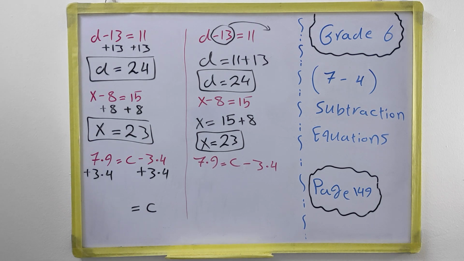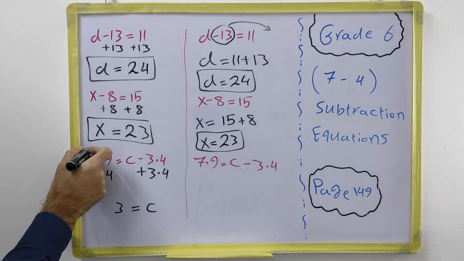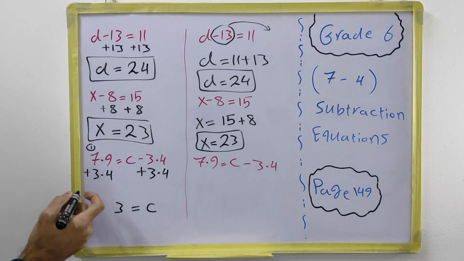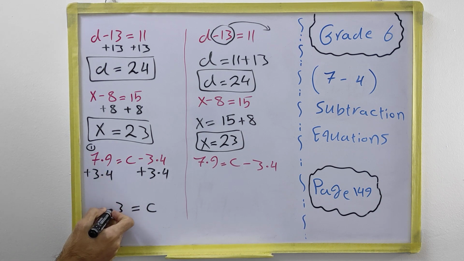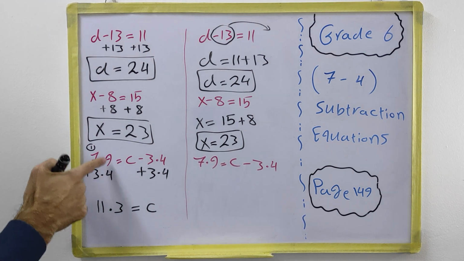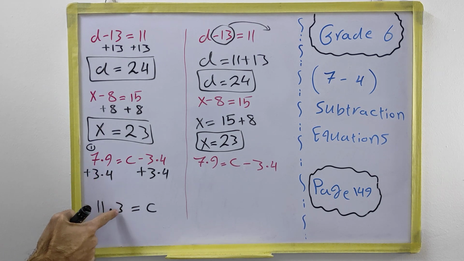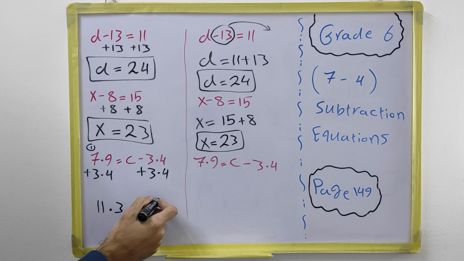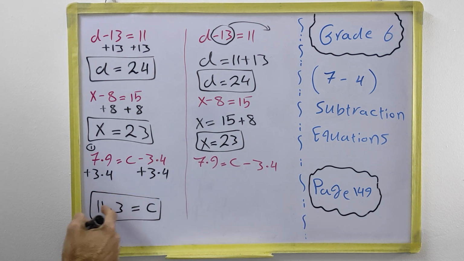9 plus 4, it will be 13. 3 and 1 in the up. 3 plus 7 is 10. 10 and 1, 11. We will put the point in its place. 11.3. Always we know in the addition and subtraction it must be point over point, number over number. The first numbers we added, then the point, then the second numbers. So C equals 11.3, or 11.3 equals C. Same.